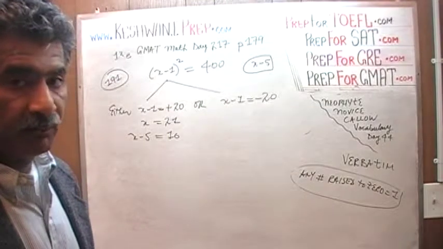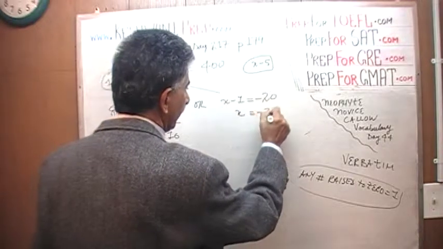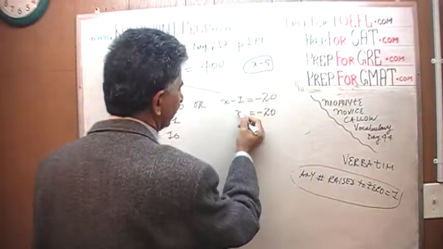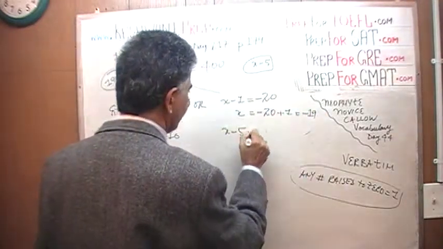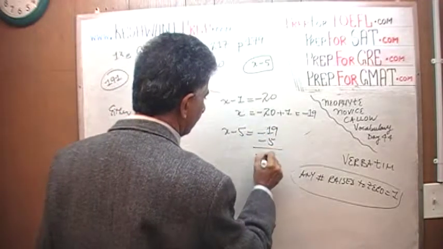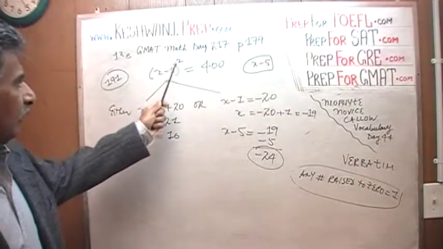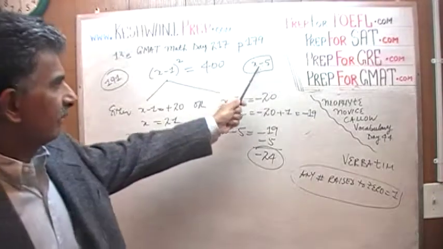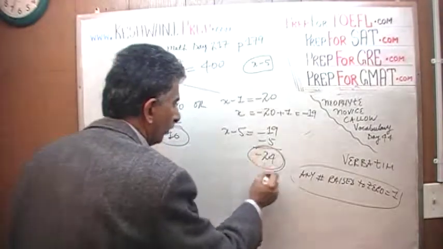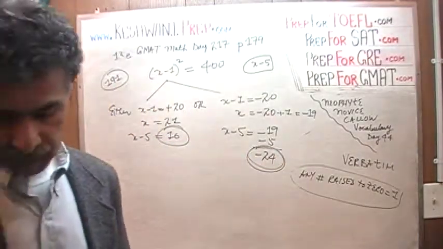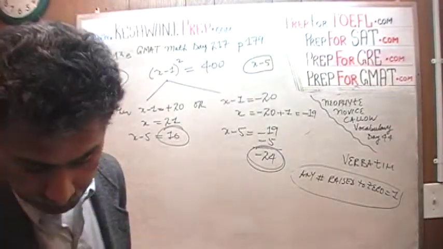Another value that x minus 5 can have is this one right here. If x minus 1 equals negative 20, then x must equal negative 20 plus 1, which is negative 19. In which case x minus 5 would be negative 19 minus 5, which gives us negative 24. So if x minus 1 whole squared equals 400, the value of x minus 5 could be positive 16 or negative 24. Since positive 16 is not one of the answer choices, negative 24 is the right answer, which is answer choice C.